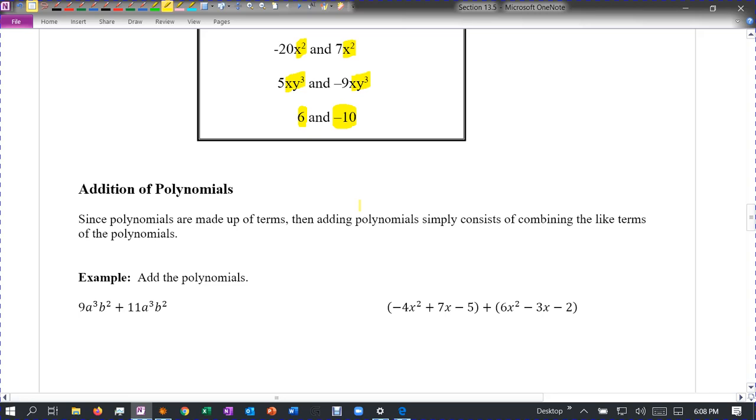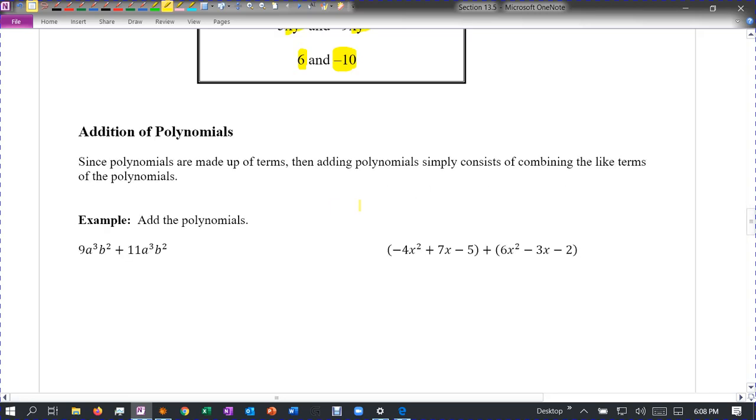Now, where is this all leading us? It's leading us to adding polynomials together. So we know what a polynomial is now. How do we add polynomials together? If we know that polynomials are made up of terms, then to add the polynomials, all we do is combine like terms of the polynomials.